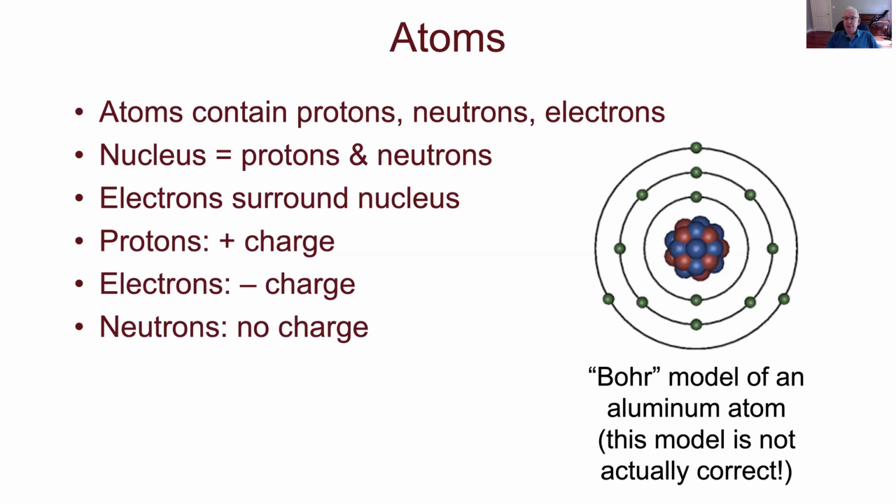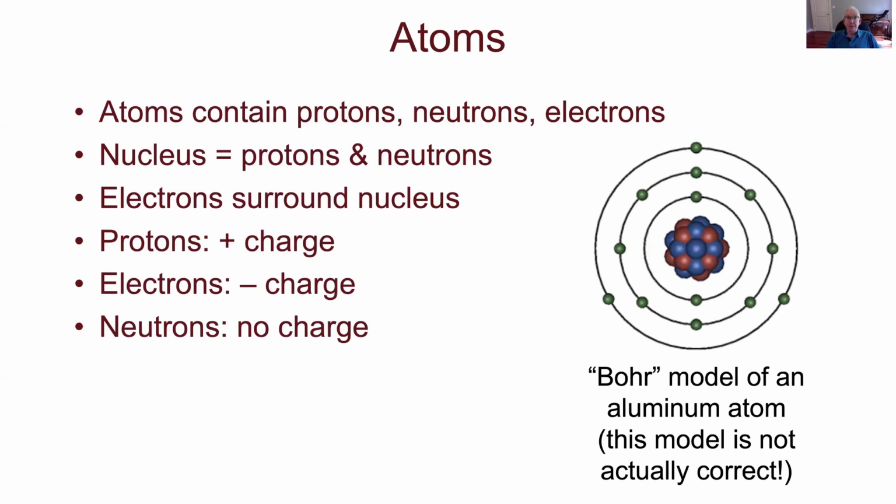The picture on the screen there is a so-called Bohr model of an atom. It's aluminum. I know it's aluminum because the green dots represent 13 electrons around that nucleus, and 13 electrons is the number that goes with an aluminum atom. That picture is based on a model which is frankly not correct, okay? And so we don't want to get too deeply bought into the idea of electrons whizzing around on little paths like planets going around a sun or anything like that.